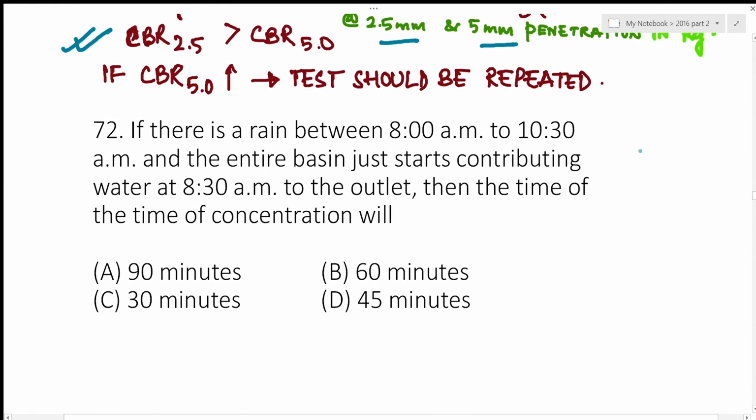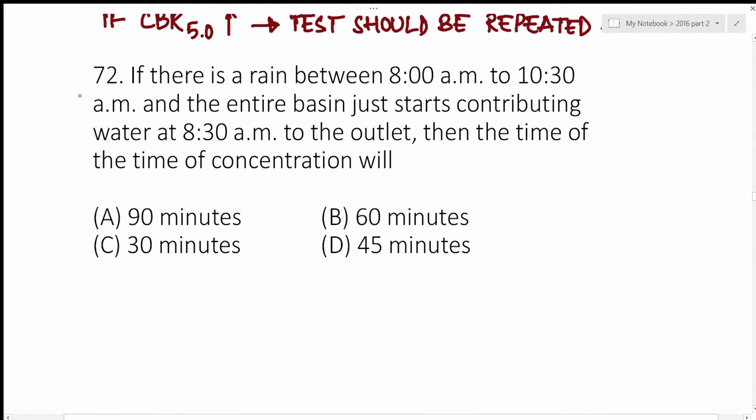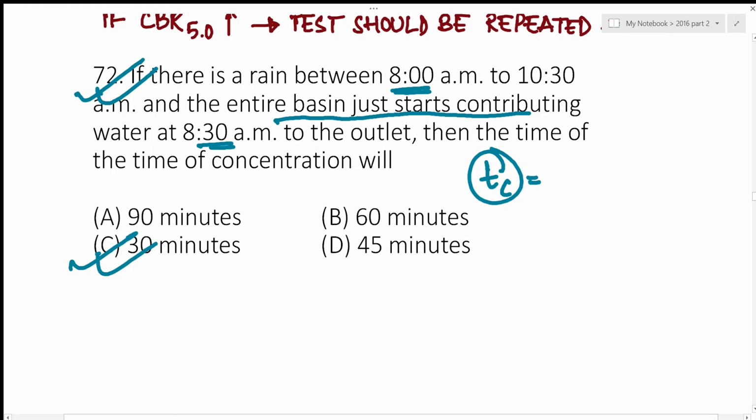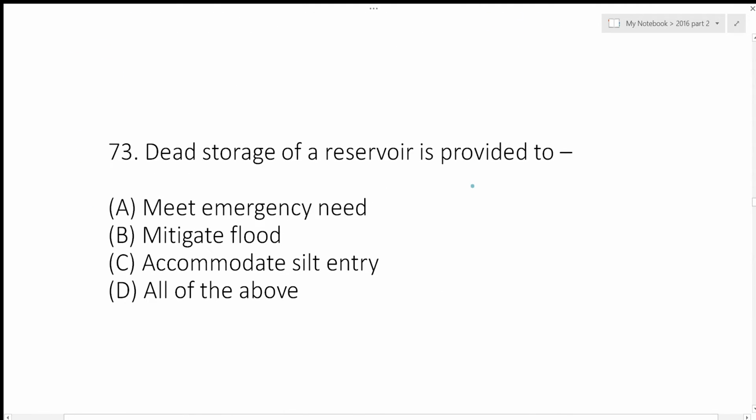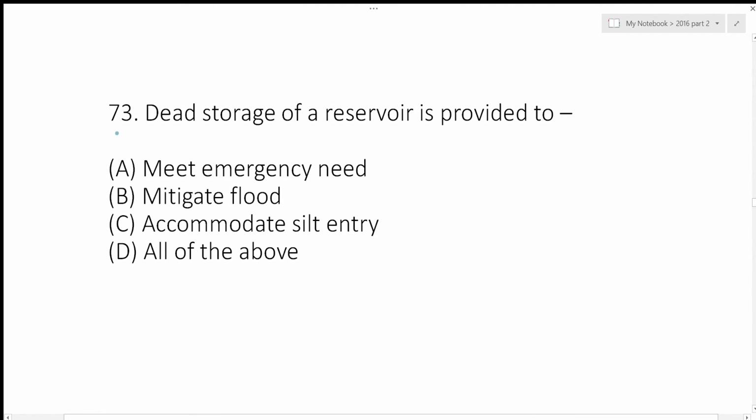Now the next question is, if there is rain between 8 a.m. to 10:30 a.m. and the entire basin just starts contributing water at 8:30 a.m. to the outlet, then the time of concentration will be. Now the time of concentration is given as the starting point of rain, that is 8 a.m., and the time at which the entire basin just starts contributing, that is 8:30 a.m. So deduct the time between 8:30 and 8 a.m., that is 30 minutes. The time of concentration is given as the time when the rain starts and the time when the entire basin starts contributing water.